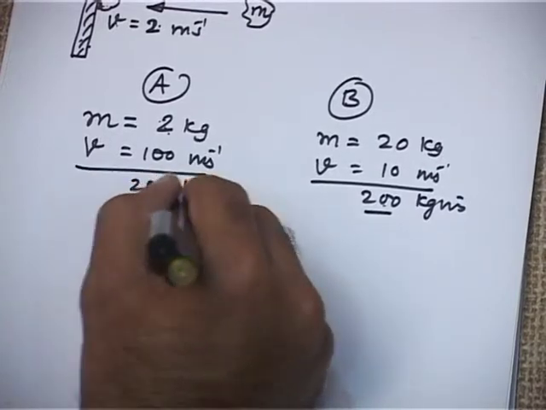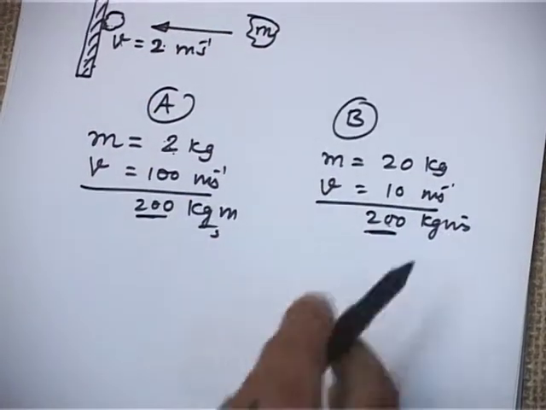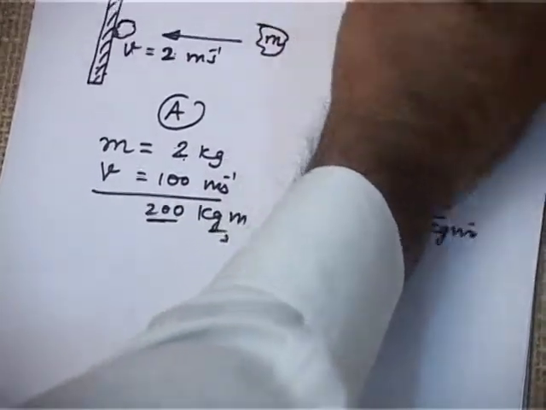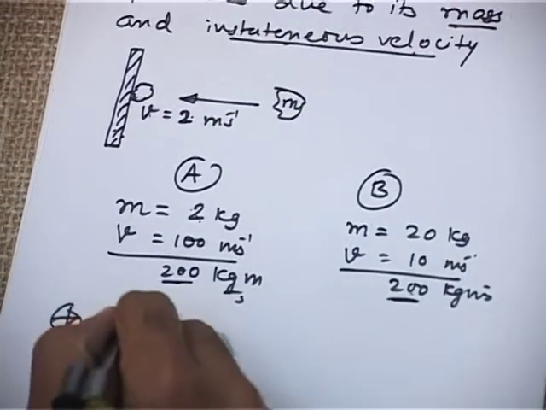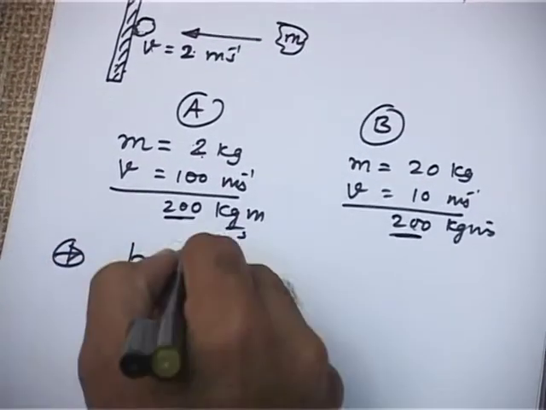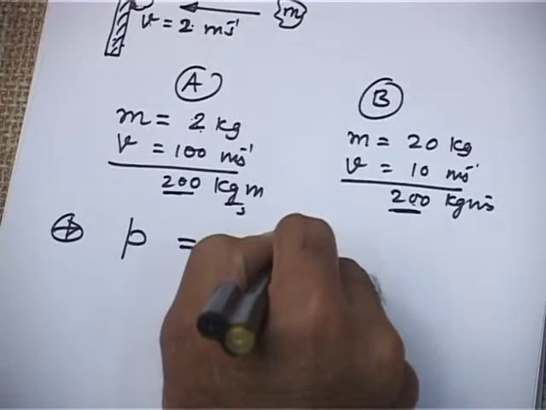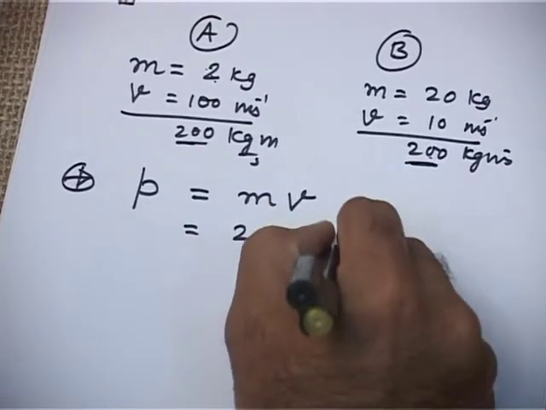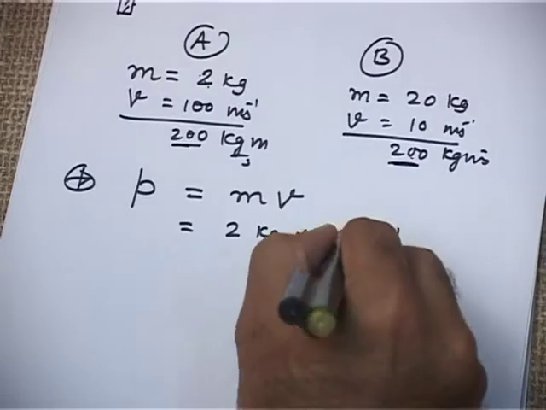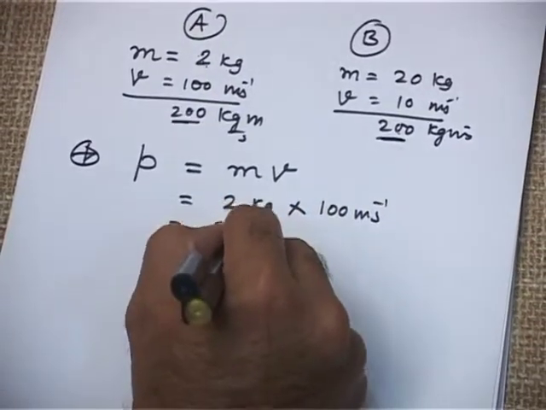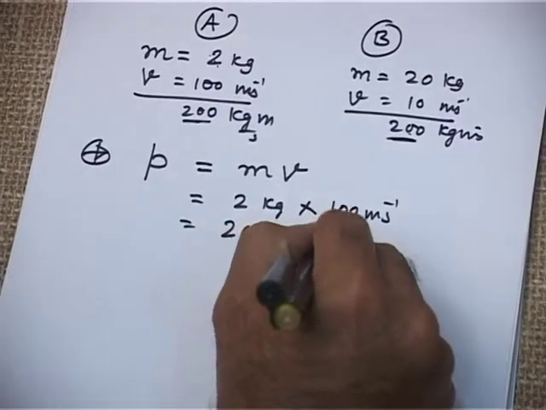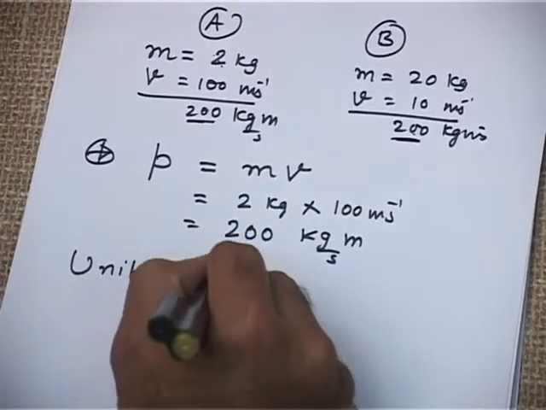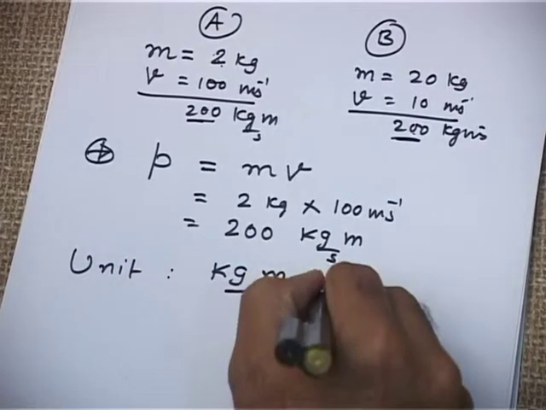I think this has helped you understand momentum to some extent, that is energy that a body possesses due to mass and instantaneous velocity. Let's try to look at it from now the math perspective. Momentum is denoted by the letter small p, and it is given by the formula mass into velocity. So if a body has a mass of 2 kilograms and it is moving with a velocity of 100 meters per second, it will have a momentum of 200 kg meter per second. That gives us the unit of momentum. Unit of momentum is kg meter per second.